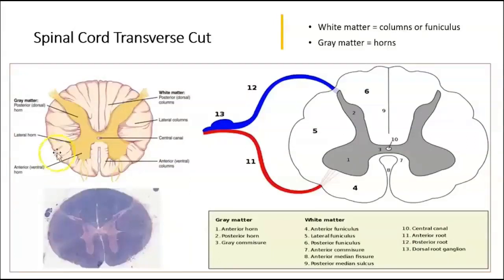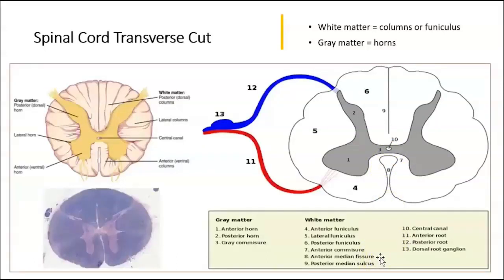The gray matter is connected by this area right here in the middle. That's called the gray commissure. In the middle of the gray commissure, we're going to have a hole. This hole is called the central canal. The central canal allows the flow of the cerebrospinal fluid through your spinal cord. Posterior to the central canal, you're going to have the posterior median sulcus. And anterior to the central canal, you're going to have the anterior median fissure.